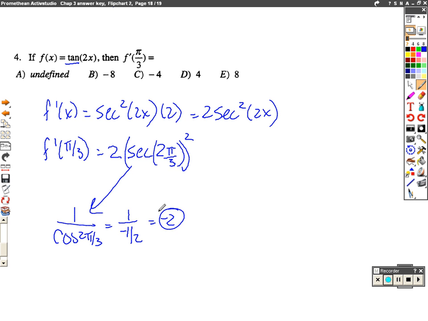Alright, let's plug it in. So we've got 2 times negative 2 squared. Negative 2 squared is 4. And 2 times 4 is 8. So that is our answer, option E.